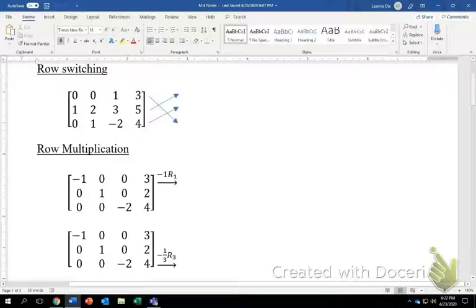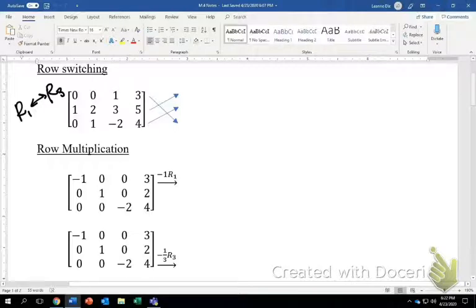So the first thing you have to understand is how to row switch, and usually this is done by giving arrows. Sometimes in linear algebra books, they'll represent it by saying take row 1 and switch it with row 3. But in this particular case, we are just going to represent it by arrows.